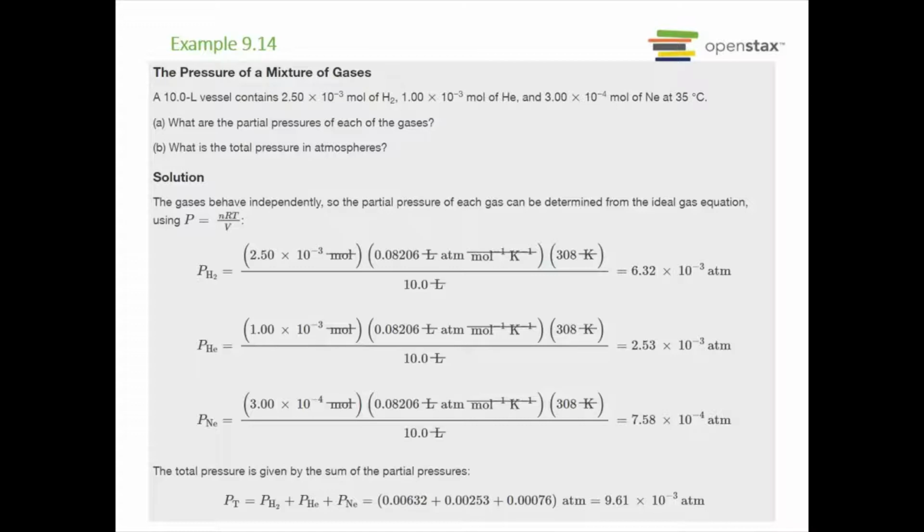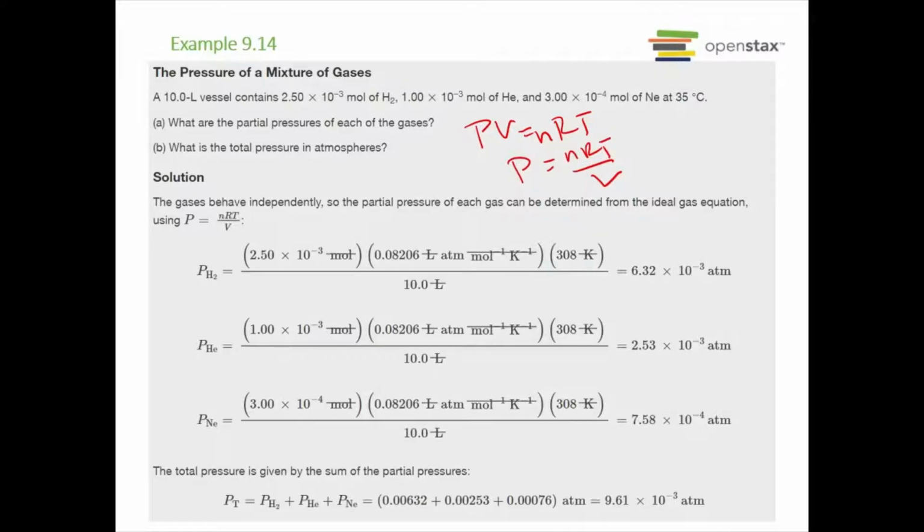Let's look at an example. A 10-liter vessel contains that much hydrogen, helium, and neon at 35 degrees Celsius. What are their partial pressures and the total pressure in atmospheres? So literally, they're all independent of each other. So each one, we're just going to use PV equals nRT. P equals nRT over V.